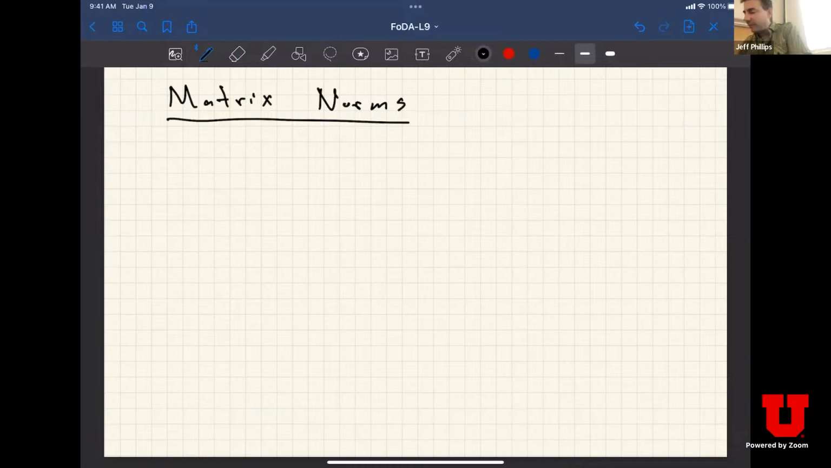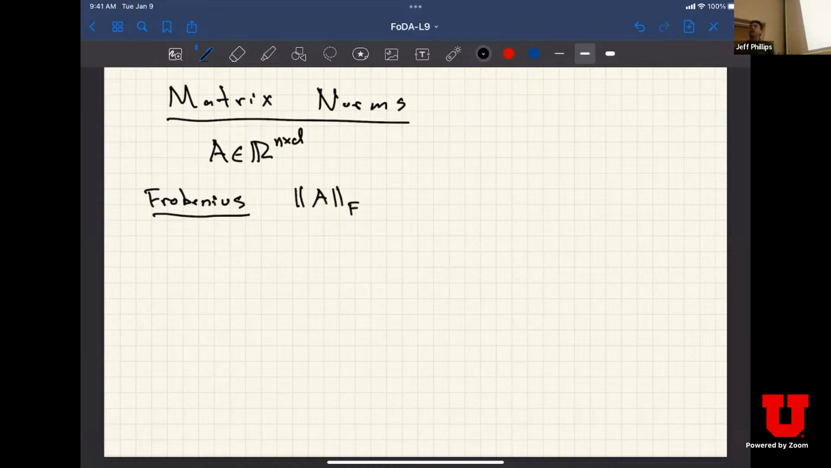So if I have a matrix, an element of R n by d, then there are 2 types of norms. The easiest one is the Frobenius norm, written as the norm of A with a subscript uppercase F. This essentially treats the matrix as if it were an n times d dimensional vector, and then takes the 2 norm.